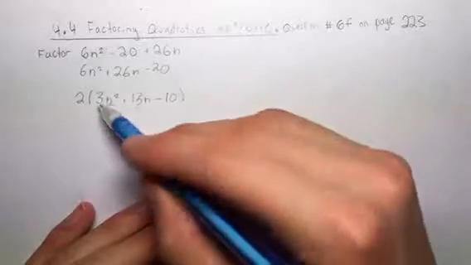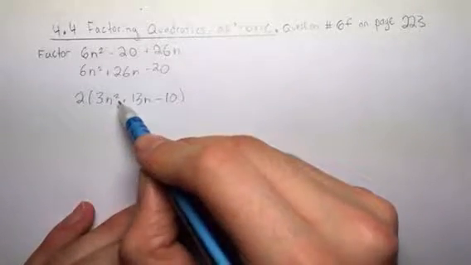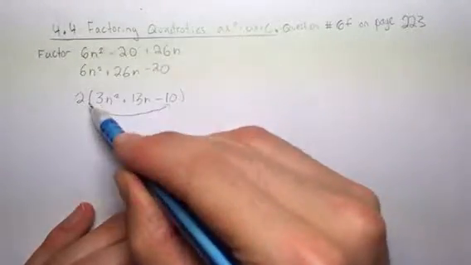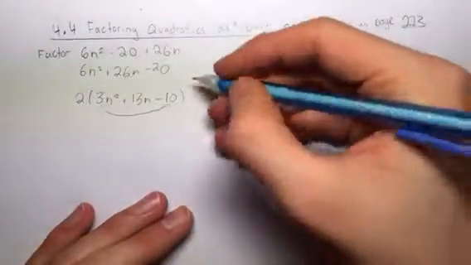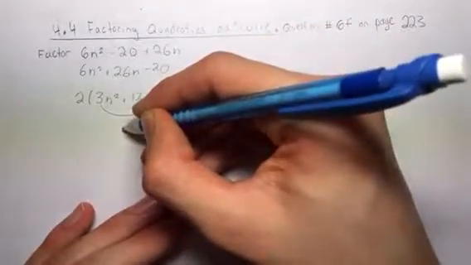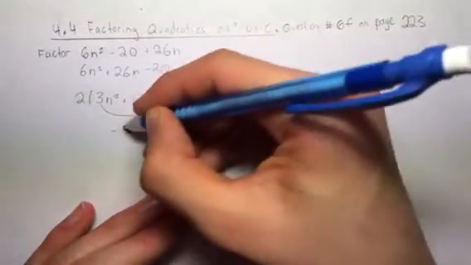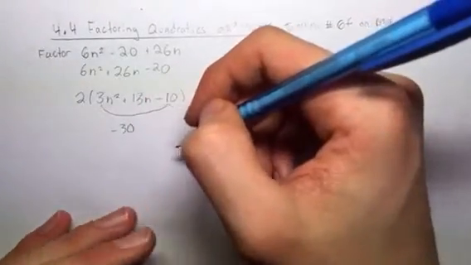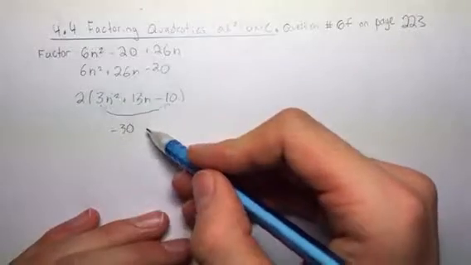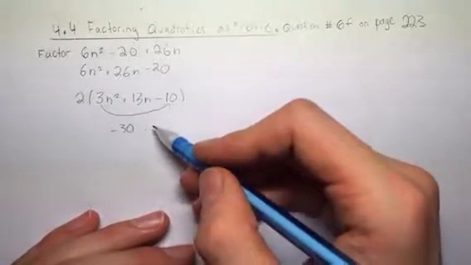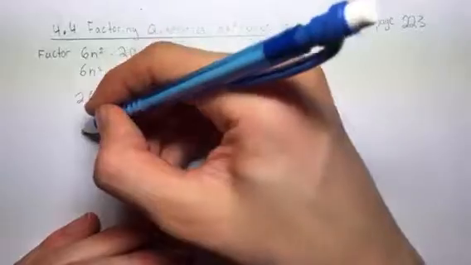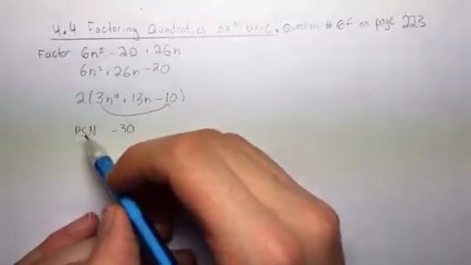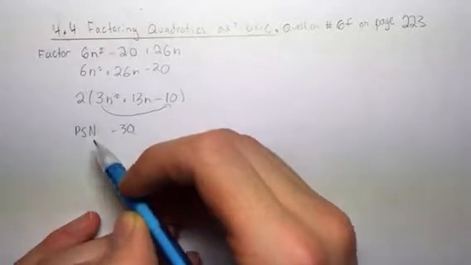Okay, so now that we have factored out 2, we need to start to use decomposition to break this down even more. Since there's a coefficient in front of n², we need to multiply a, which is 3n², times c, which is negative 10, and that gives us negative 30. Then we have to figure out what two numbers have a product of negative 30 and also add up to 13. So this is using our PSN, so product sum numbers.